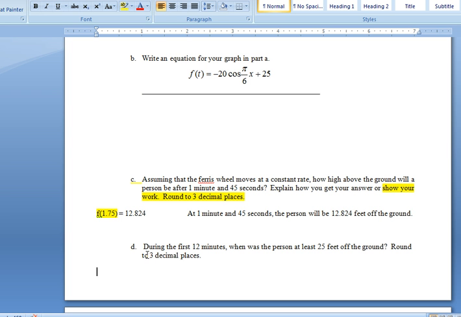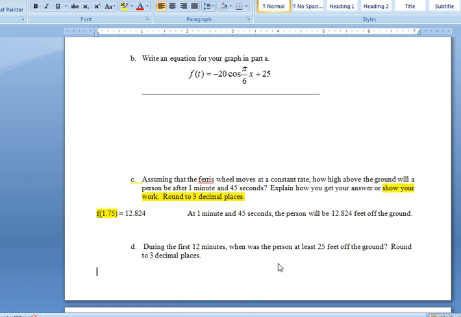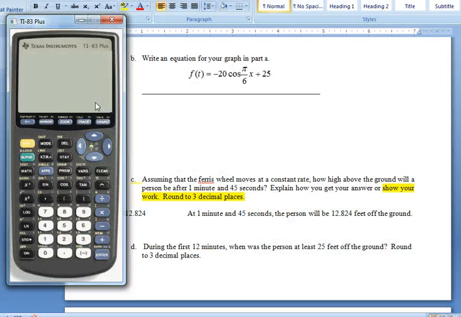For part D, you're going to go back to your graph, and it says during the first 12 minutes. So that tells you to change your window to 0 to 12, because that is the first revolution of the graph. So the first 12 minutes. When was the person at least 25 feet off of the ground? And we talked about this in the last video that I was working out on paper. There's our constraint. And we need to figure out when these two values happen.